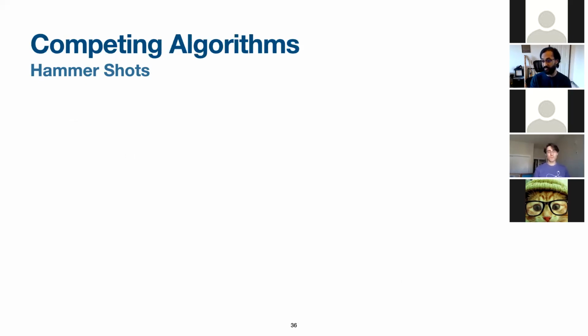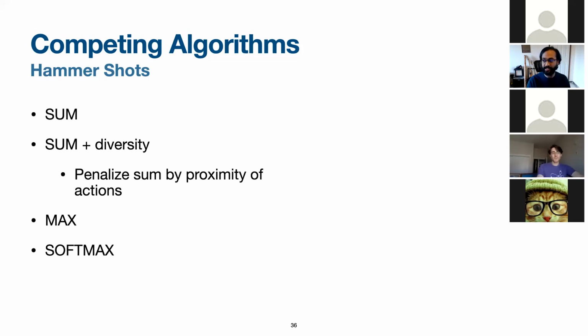We will compare our model against a number of other models. We look at candidate generators trained using other objectives, such as the sum of the values of the actions. We also introduce diversity in the actions produced by sum by using an explicit diversity penalty, which penalizes the value of the sum by the proximity of the actions. We also train a model using max and softmax, which is a smooth version of max.